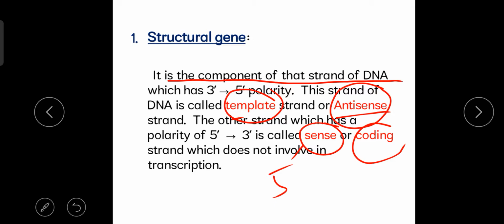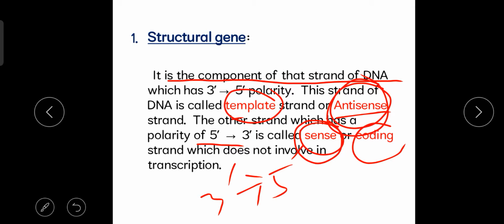Remember, the sense strand or coding strand is not involved in the transcription process. This is very important, guys. Please do remember, the strand of DNA from which the RNA is formed is called the template strand or antisense strand, whose direction is 3' to 5'. The opposite strand is called the coding strand or sense strand, whose direction is from 5' to 3'. But this strand does not take part in transcription.